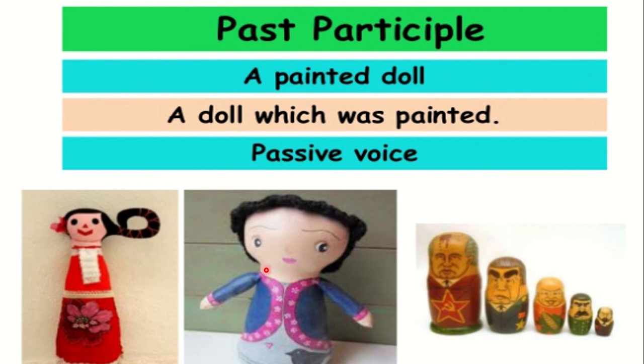Next, see, we have this beautiful doll and someone has painted this. So this is a doll which was painted. We can also say a painted doll. So the painted doll is the use of participle in past. So past participle here, we can see clearly, painted is past participle.